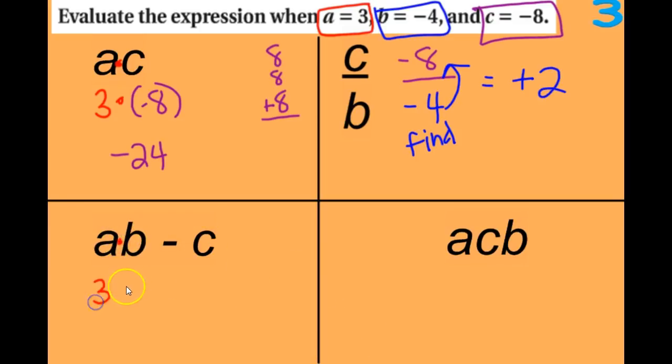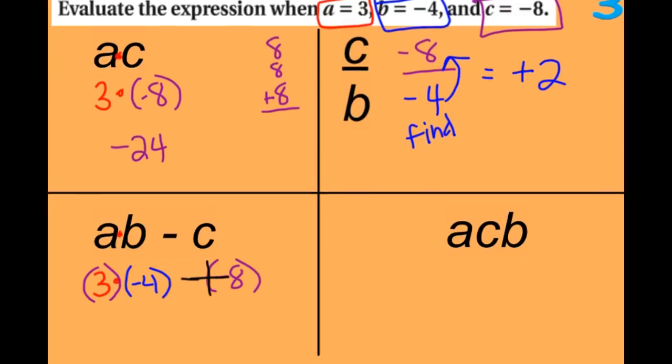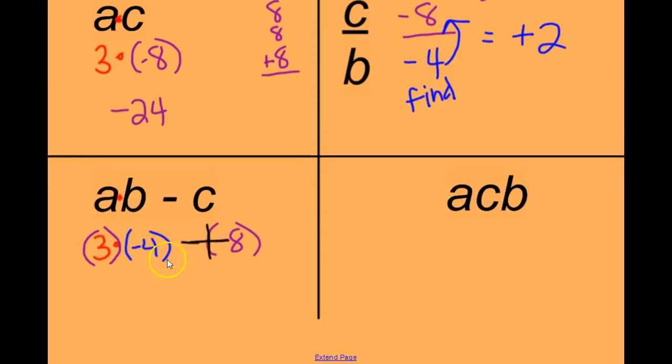So A is 3 times B, which is a negative 4, then subtract C, which is a negative 8. I like to put these numbers in parentheses to show which are subtracting and which are adding. So we know the opposite of a negative here really becomes a positive. So first, happy and grumpy, they don't get along, so we have negative. 3 times 4 should give you 12.